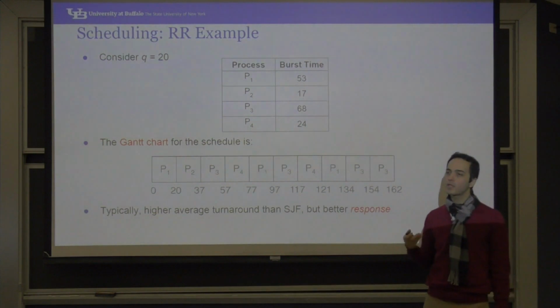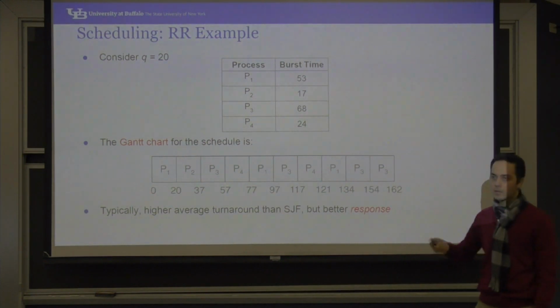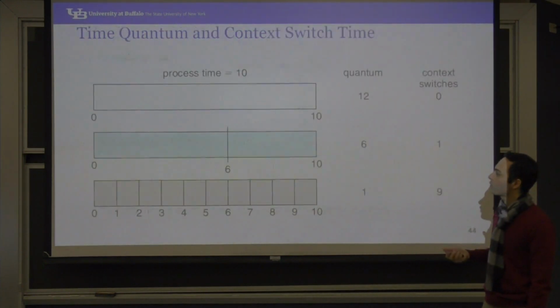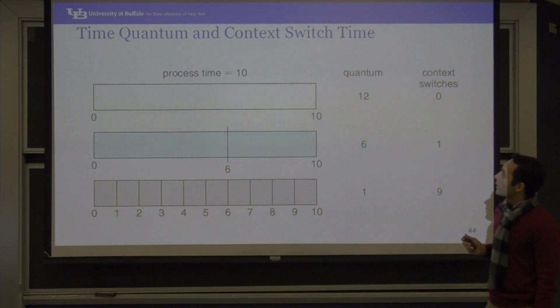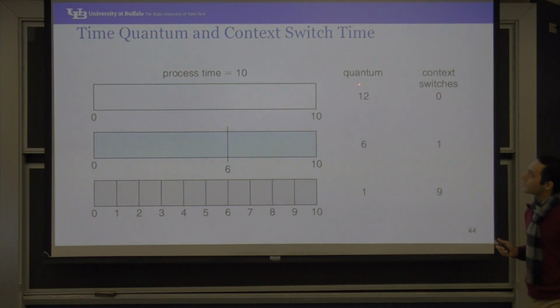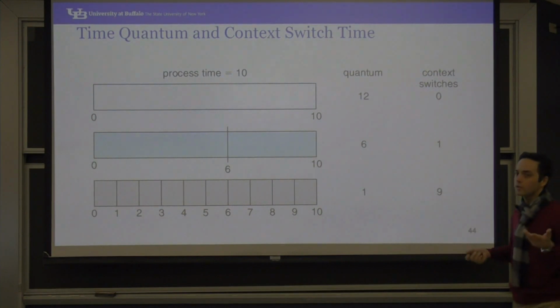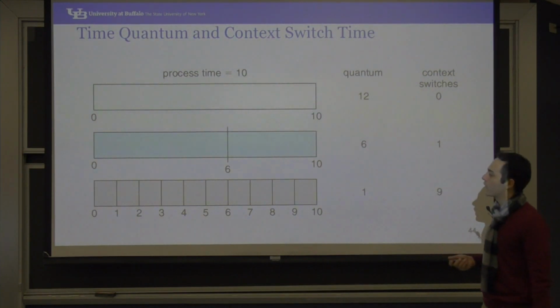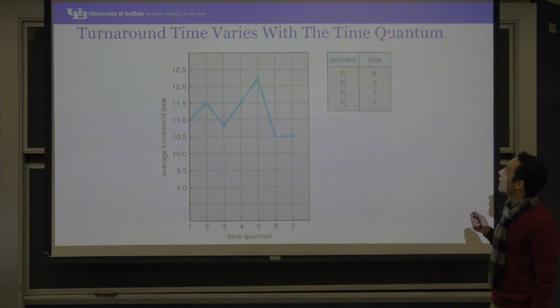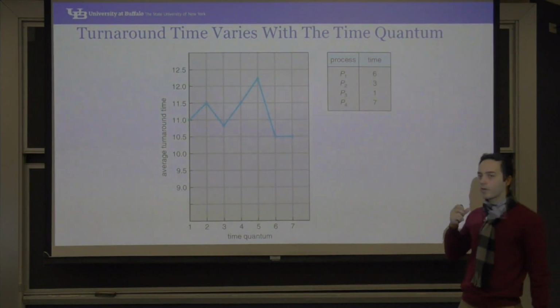So it's good for time sharing or interactive processes that don't want to wait forever for their first response. And this is the context switch numbers. If the quantum is larger, the number of context switches is smaller. As you bring this down, this goes up, and this is the trade-off for the round robin, to decide what it should be.